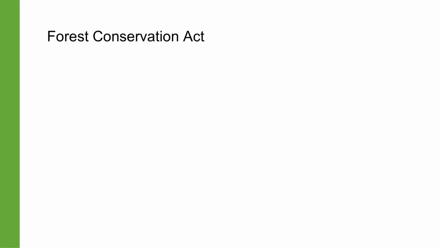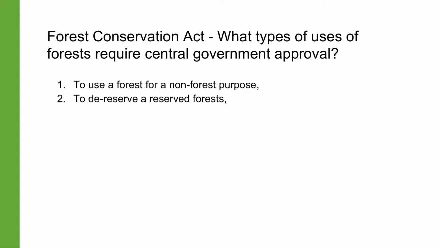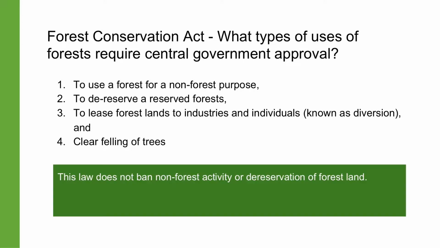Under the Forest Conservation Act 1980, the approval of the central government, which will act upon the advice of a forest advisory committee set up under this law, is mandatory for: using a forest for a non-forest purpose, dereservation of reserve forests, leasing of forest lands to industries and individuals, known as diversion, and clear felling of trees, which is when nearly all trees in an area are uniformly cut down. The law does not itself ban any non-forest activity or the dereservation of forest land.